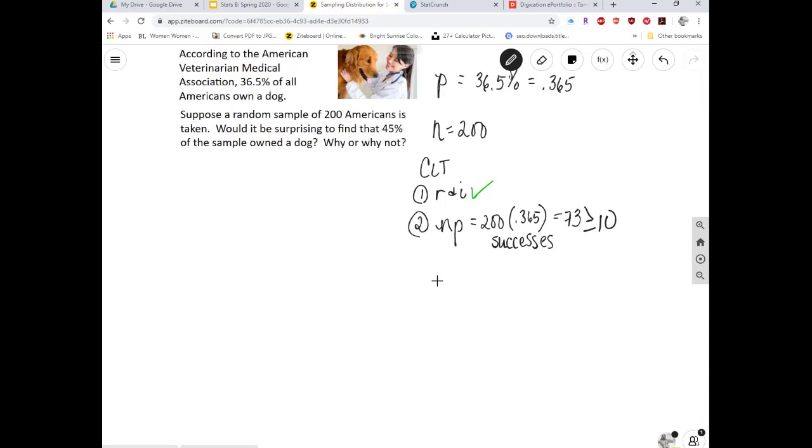Well, if in my sample I expect 73 people to own a dog, then I would expect everybody else not to own a dog. So I could just subtract 73 from 200 and get 127, but just to do things mathematically so you can see how this works, I can also write out my formula, n times 1 minus the proportion, and I would get 200 times (1 minus 0.365). I'm going to go ahead and drag over my calculator.